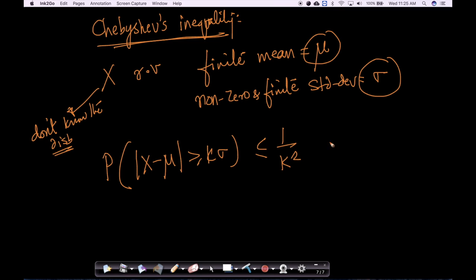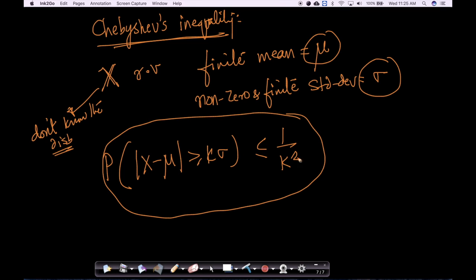I'll break this up for you and explain. But this is the statement. Given a random variable X with finite mean and non-zero and finite standard deviation, this is what Chebyshev's inequality states. Now let's understand this.